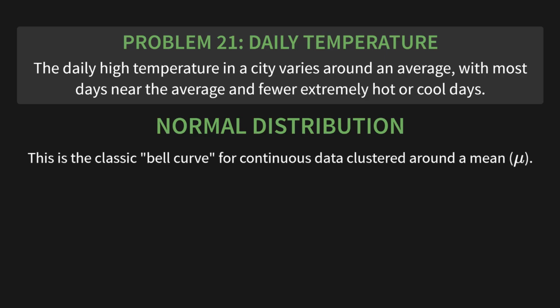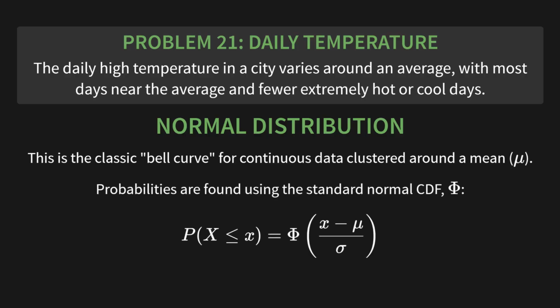This is the famous bell curve we use for continuous data that's clustered around a mean, which we call mu. Probabilities are found using the standard normal CDF, denoted by that capital Greek letter phi. The formula is P of X less than or equal to x equals phi of the quantity x minus mu, all divided by sigma.